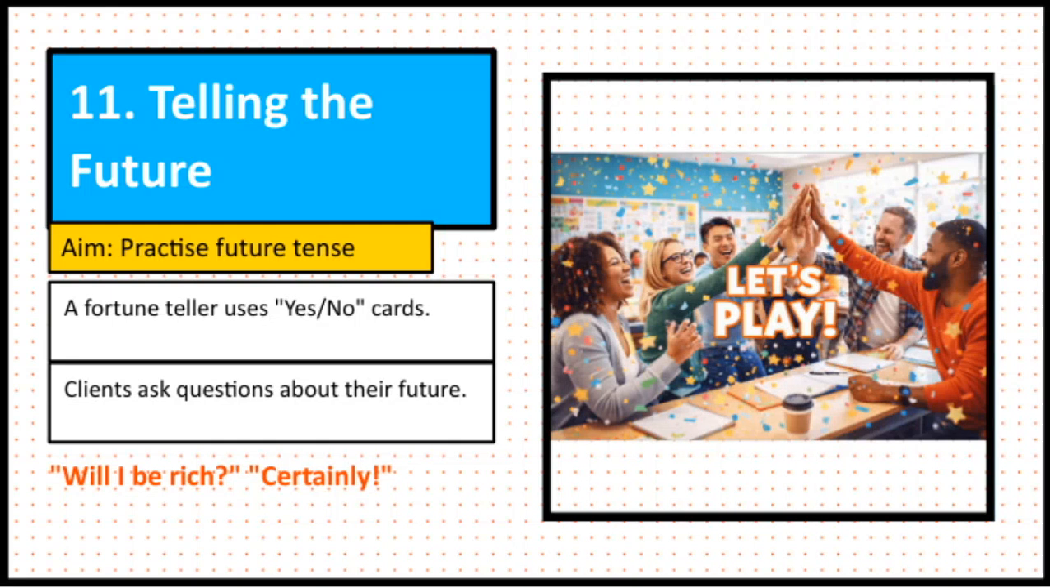So imagine a client asking, "Will I be rich?" And I might respond with a confident, "Certainly." This kind of question is very common when people are curious about their future. To answer such questions, a fortune teller often uses yes/no cards, which can give quick and clear responses. The main goal here is to practice using the future tense, which helps us talk about what might happen or what we believe will happen.